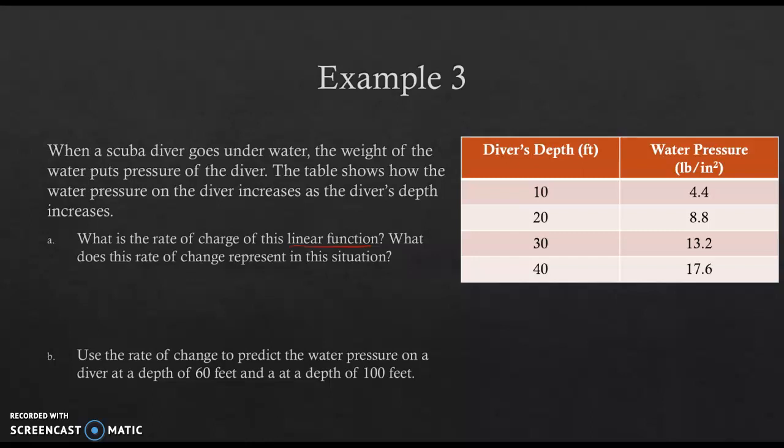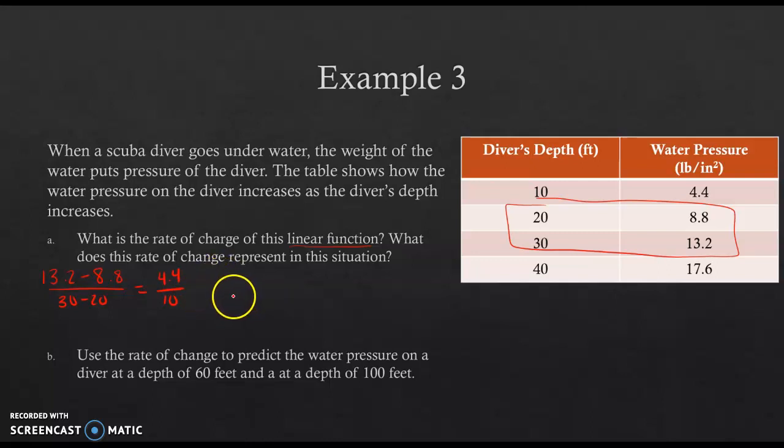So I'm just going to pick 2 points. So I'm just going to pick these 2 middle points. It really doesn't matter, just as long as you have 2 points. And as you know, I prefer to do y minus y over x minus x. So 13.2 minus 8.8 over 30 minus 20. So 13.2 minus 8.8 gives us 4.4, and 30 minus 20 is 10.